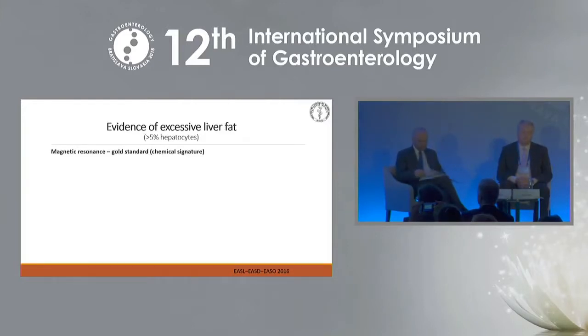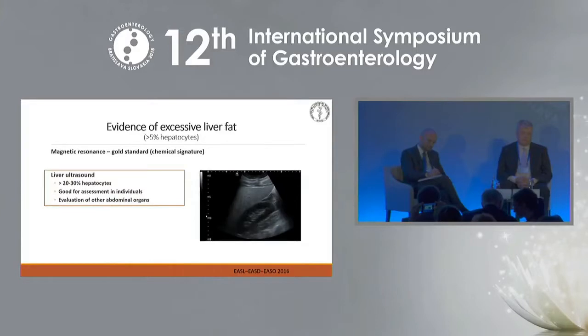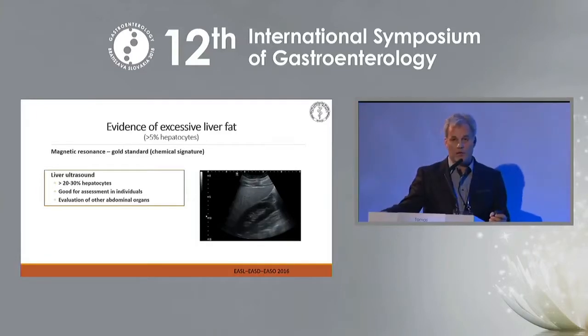According to the guidelines, magnetic resonance imaging is considered the gold standard, because there is a chemical signature: hydrogen protons behave differently in the magnetic field when they are in water and when they are in fat. So this serves for the diagnosis of fatty liver by magnetic resonance. Of course, we don't do magnetic resonance in real clinical practice in all patients, and we should rely on liver ultrasound. We should understand that liver ultrasound has some limitations. Of course, 20–30% of fatty hepatocytes can be detected, not less. But it is very good for assessing other organs and other diseases in these patients.